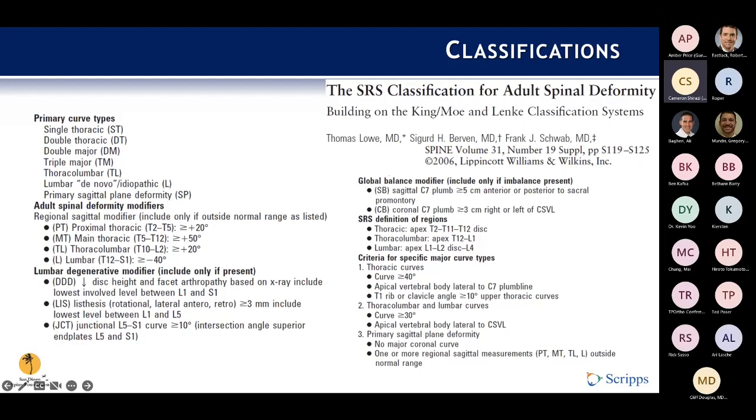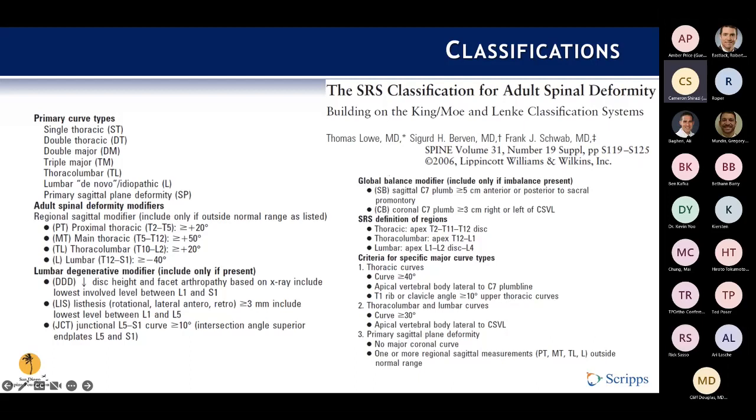And then the lumbar degenerative modifier was added to quantify the lumbar degeneration that's often there coming along with any type of adult deformity, but not typically present with any juvenile or adolescent deformity. And then global balance is used to identify coronal or sagittal imbalance.